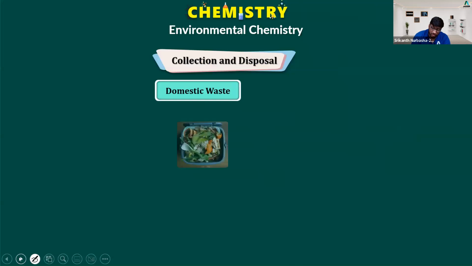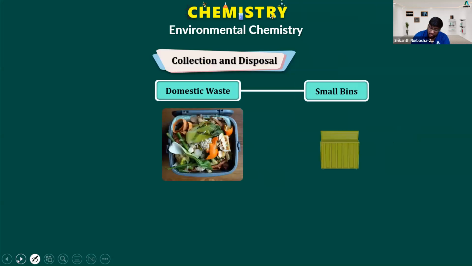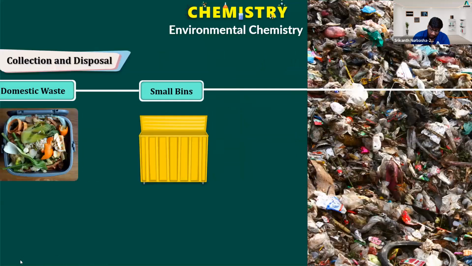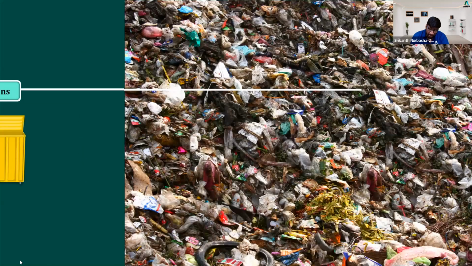Collection and disposal. Domestic waste we can collect in small bins, and that can be taken out and given at the dump yard.